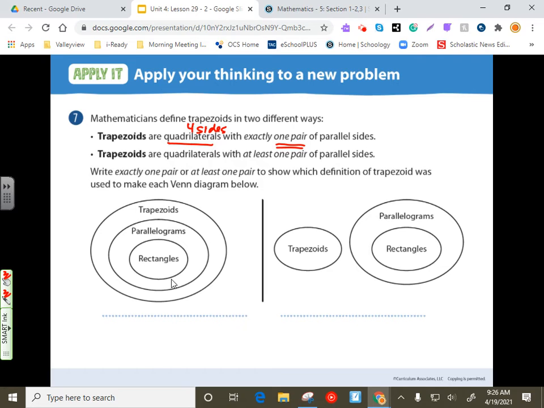And trapezoids are quadrilaterals with at least 1 pair of parallel sides. So write exactly 1 pair or at least 1 pair to show which definition of trapezoid was used to make each Venn diagram below. So we've got this one and this one here. The one on the left represents at least 1 pair. That shows that second one. This Venn diagram on the right shows that top statement where it's exactly 1 pair.